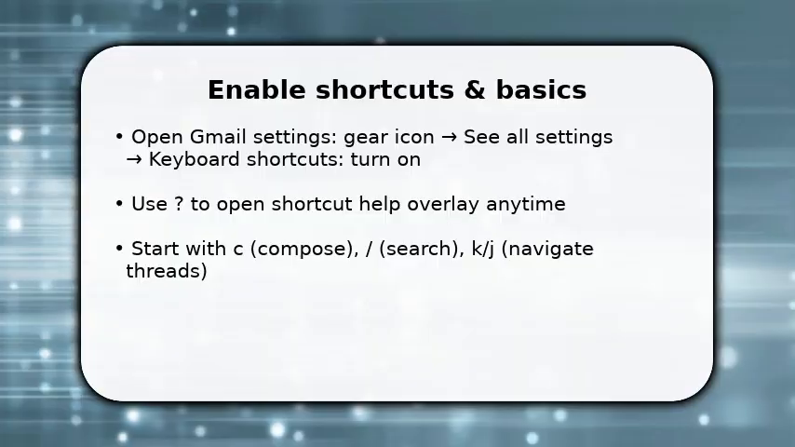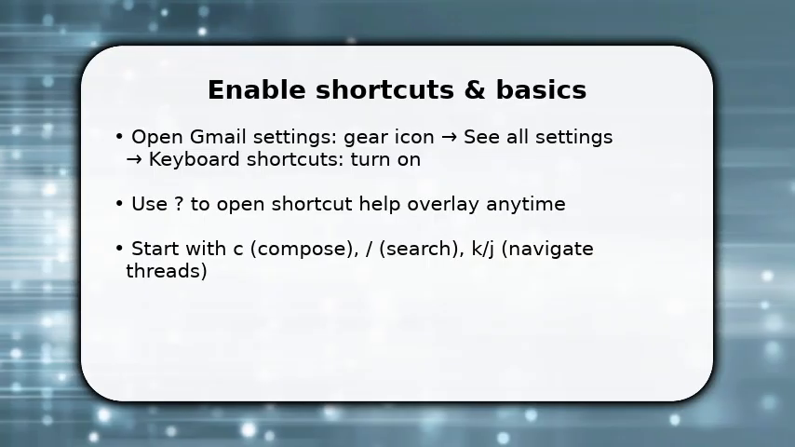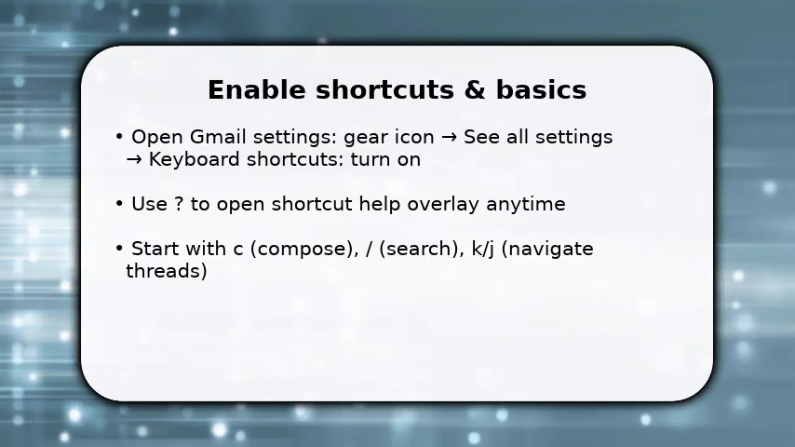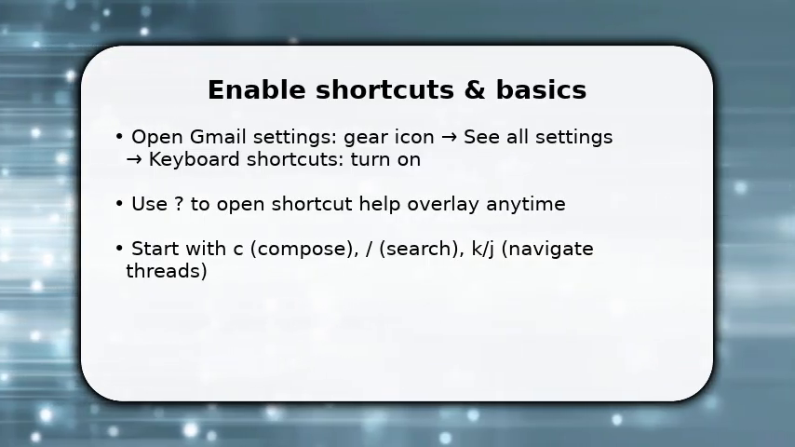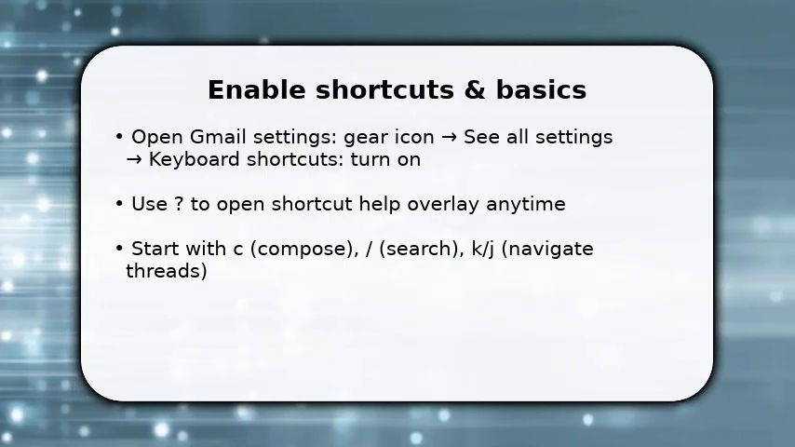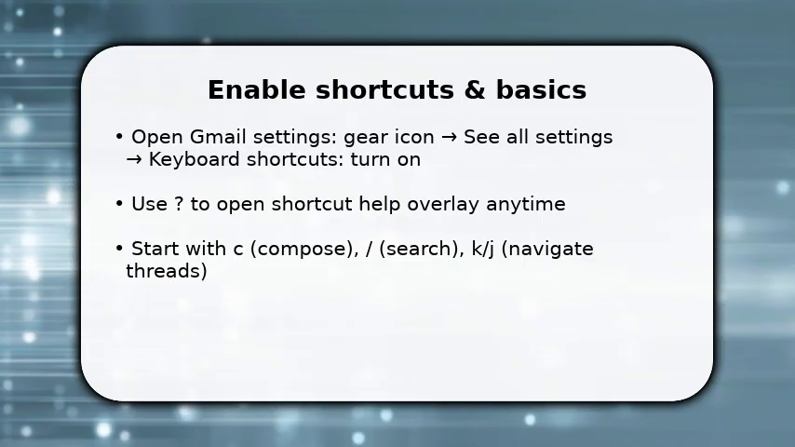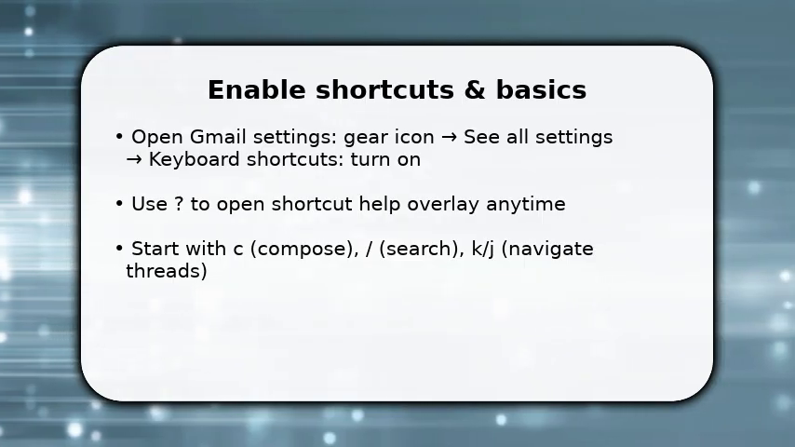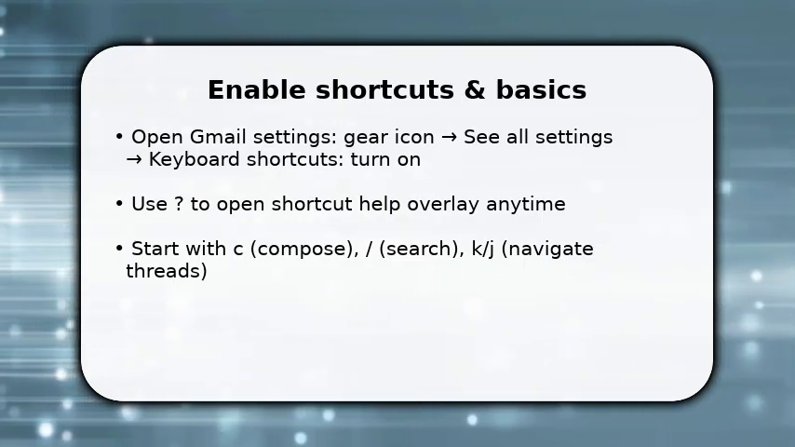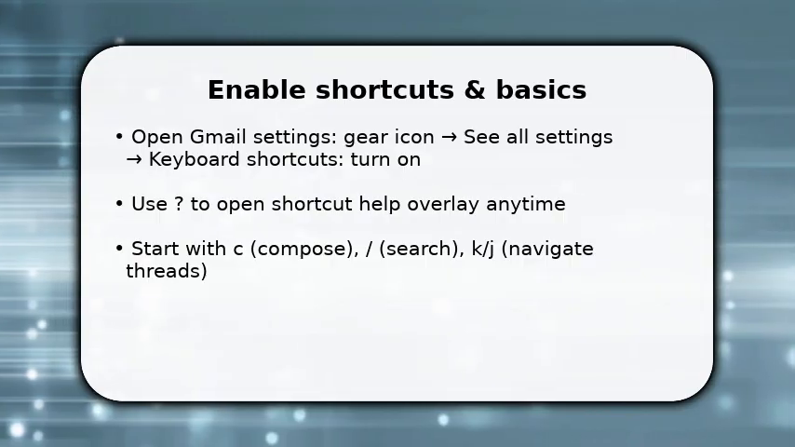Enjoy the video. You should enable keyboard shortcuts in Gmail settings first. Open the gear, choose See All settings, then turn on keyboard shortcuts. Once done, press to view the help overlay so you know available keys. Now try composing with C, searching with /, and moving between conversations with K and J.